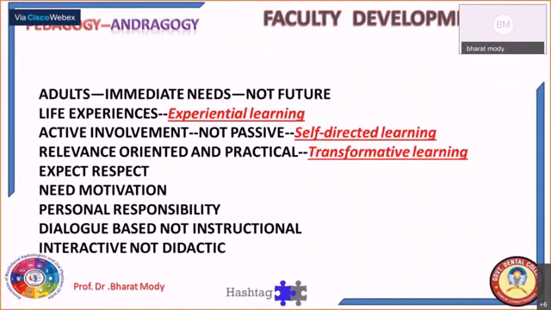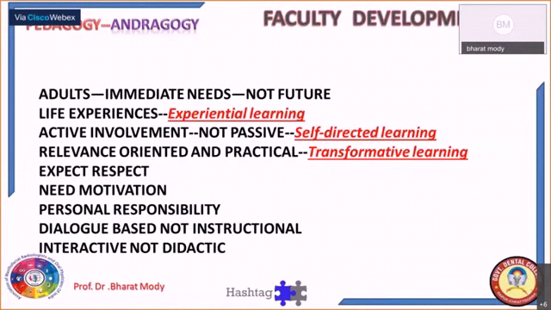Now, what is the difference in adult learning? Adults need immediate needs. They don't want to learn something which they may or may not be using in future. So they want something which is of immediate need. They need life experiences to learn something. So experiential learning is what they're looking for. Active involvement is what they look for.